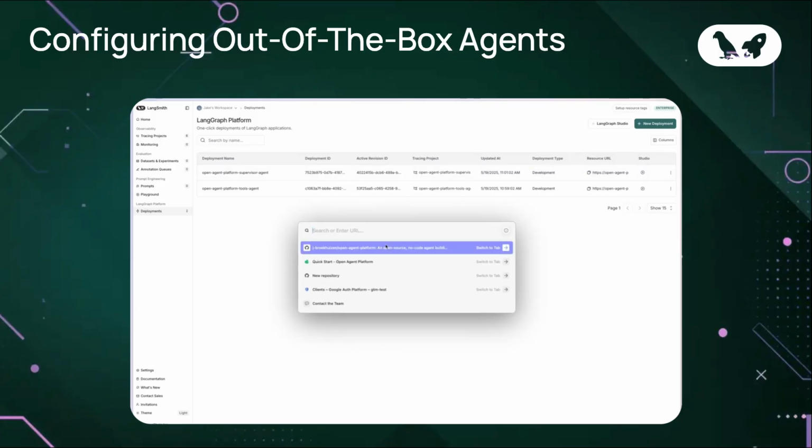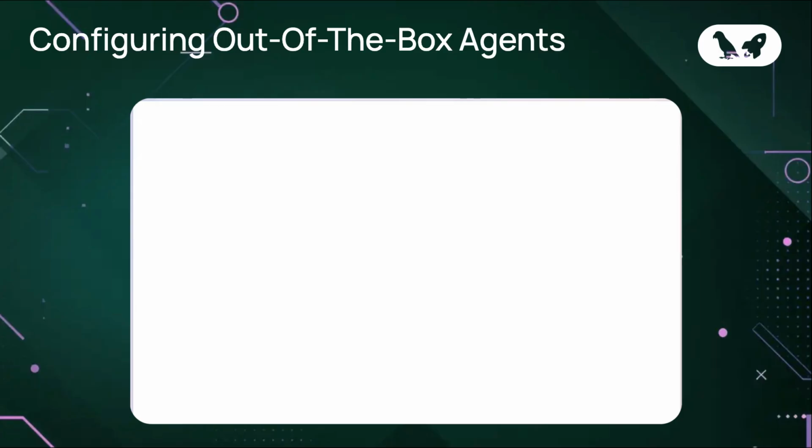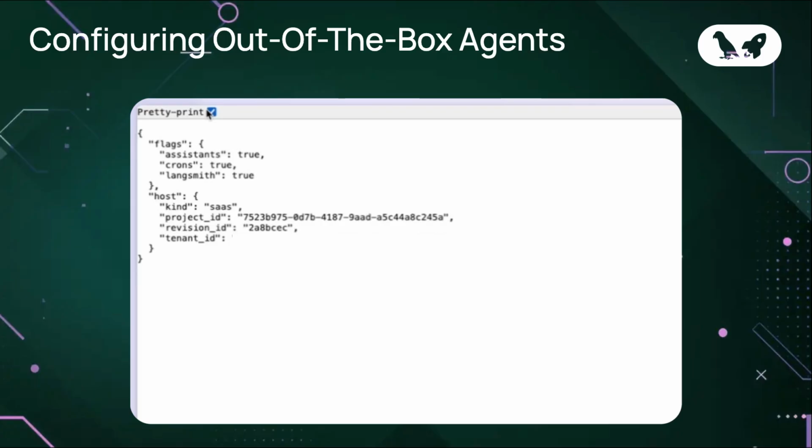Additionally, if you visit this URL and add the info suffix, like I do here, then a page opens up that tells us a little bit more about each of our agents. Specifically, we're interested in the project ID, also known as the deployment ID, as well as the tenant ID. Copy both of these so that we can use them later.